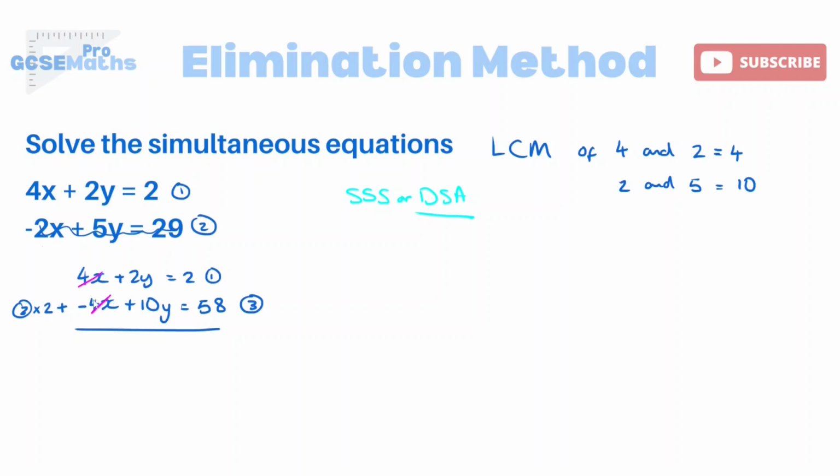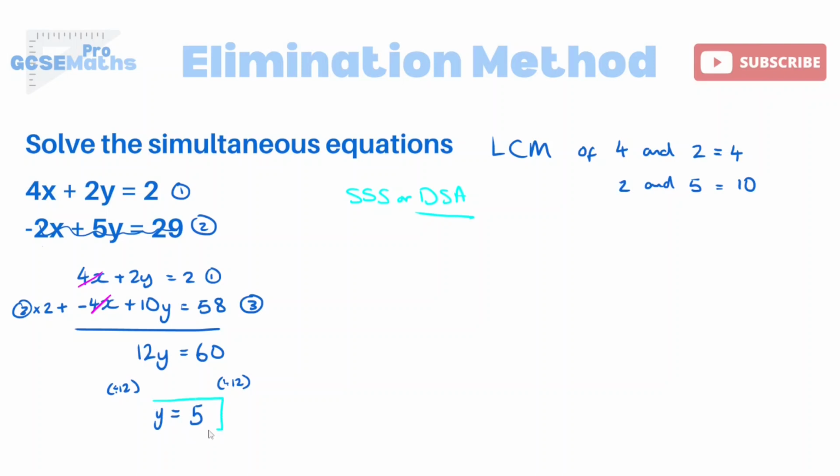Okay, then we're going to add everything else. We've got 2y plus 10y, that's 12y. Then we've got 2 plus 58, which is 60. Perfect. Again, we're back to something that looks a bit more familiar. I've now got y as the only letter in my equation, so all I need to do is solve that equation. So I have to divide by 12 on both sides to get just y on its own. So 60 divided by 12 is 5.